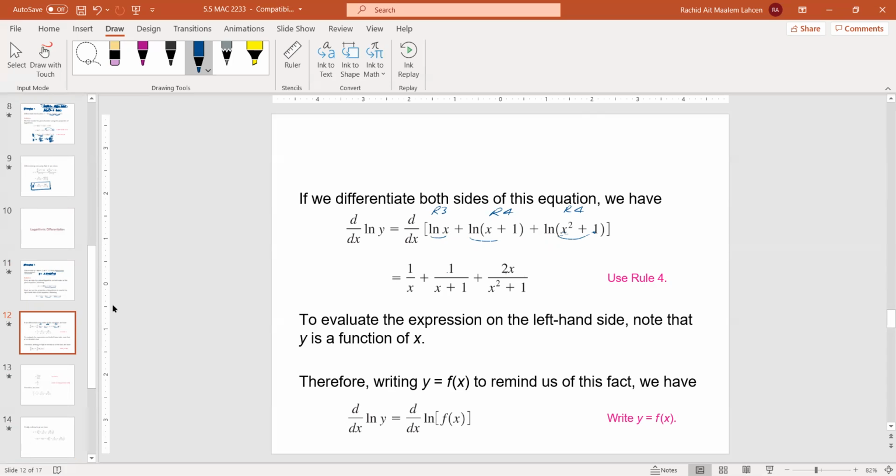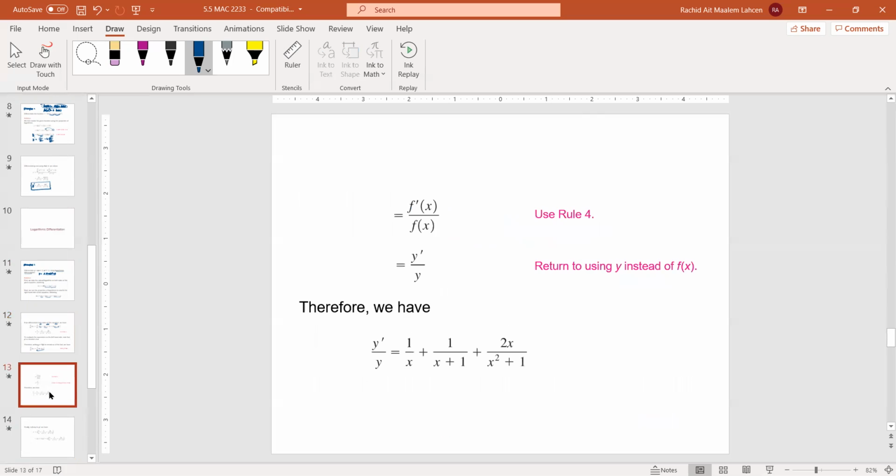So to evaluate this left hand side, note that y is a function of x, right? So we can write y equals f of x to remind us of this fact. So this derivative is the same as the derivative of ln of f of x, right?